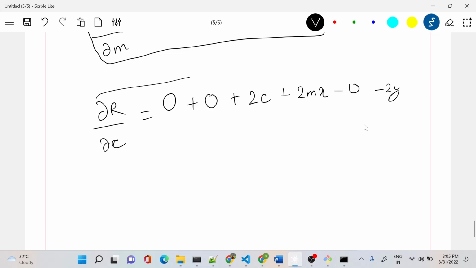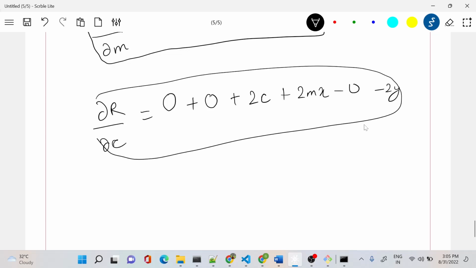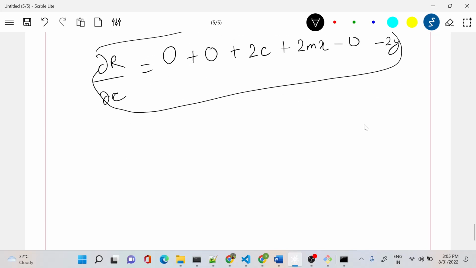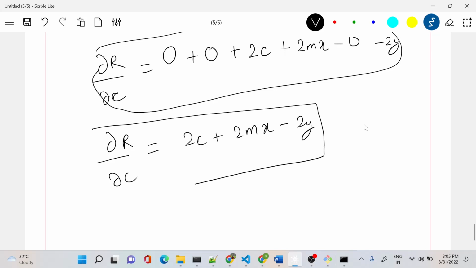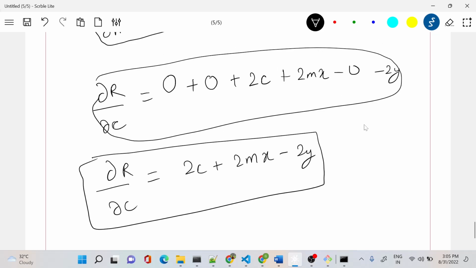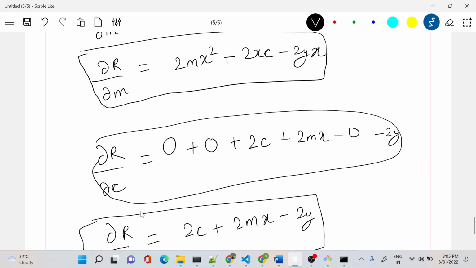So if I write it down again, I hope you are following with me. It's not that difficult as it seems. It's literally very easy and basic. Del R upon del c equals 2c plus 2mx minus 2y. This is the dependency of R on c, that is, how much R, the error term, is changing when we change c a little bit.